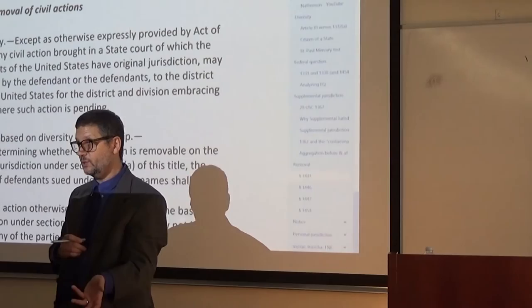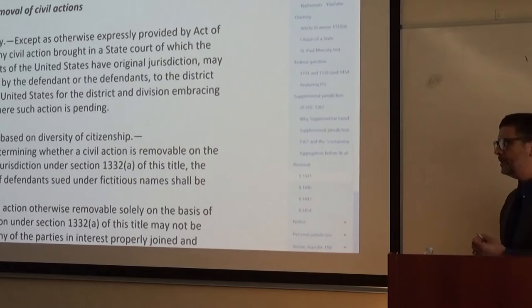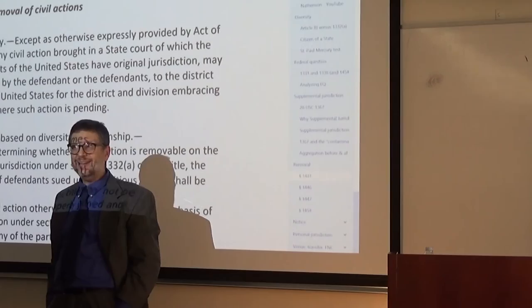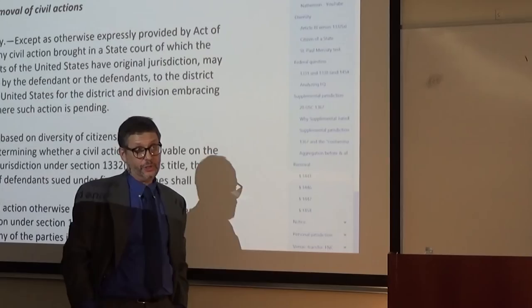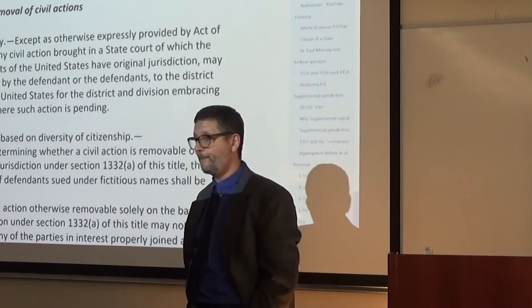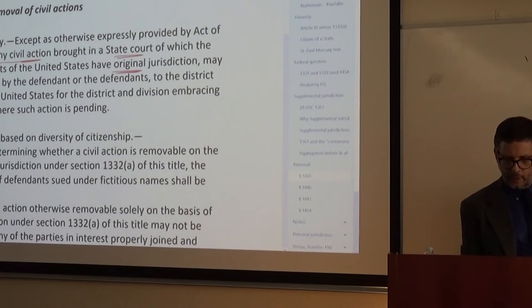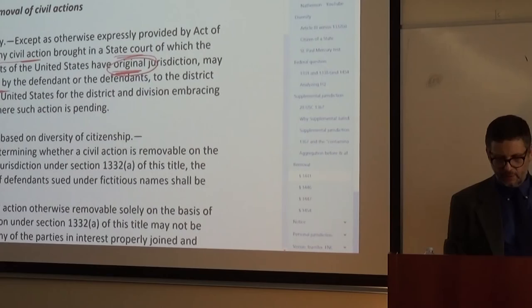Now, for removal to be appropriate, there must be a basis for subject matter jurisdiction, which means either original jurisdiction or a combination of original and supplemental jurisdiction. The original jurisdiction could be diversity, it could be a federal question, what have you, right? There's got to be a basis for original jurisdiction. As noted in the statute, in any civil action in a state court where the district courts have original jurisdiction, it can be removed, okay?